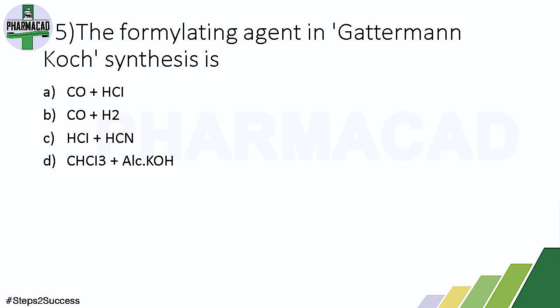Next question. The formylating agent in Gattermann-Koch synthesis is? So the formylating agent in Gattermann-Koch synthesis is carbon monoxide. You have to remember this. So the answer is CO plus HCl and a Lewis acid, that is AlCl3.